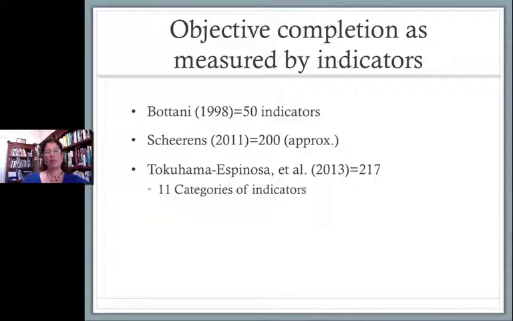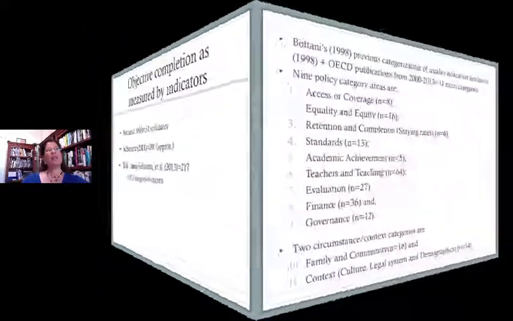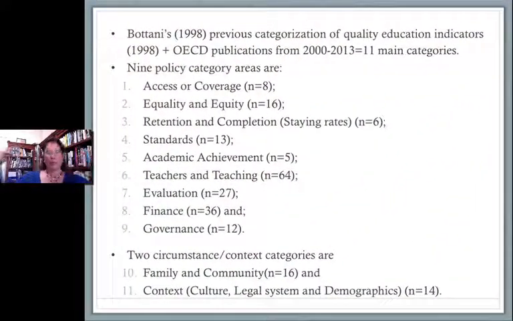When we tried to eliminate for duplication, we ended up coming up with a total of 217 indicators, which we separated into 11 categories. And these 11 categories were based on two different grand groupings. One related to specific policies, and the other had to do with conditions or circumstances or contexts that were also measured. So we found that all countries at some stage of the game are measuring access or coverage. They're also all measuring equality or equity.